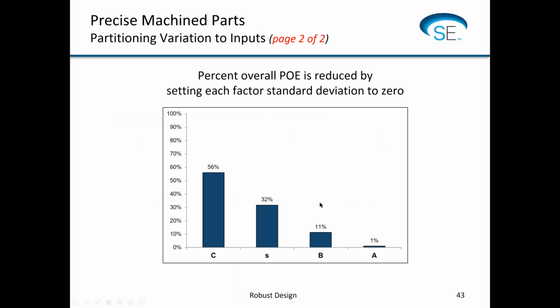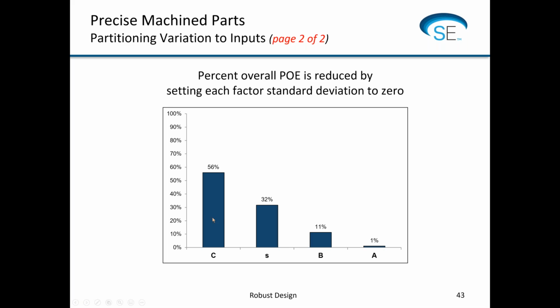Okay, so if I look at the percentage that the overall POE is reduced by setting each of the factor standard deviations to 0, it's going to be 56 for C, 32 for S, 11 for B, 1 for A. So it looks like making an investment in reducing C would be good.